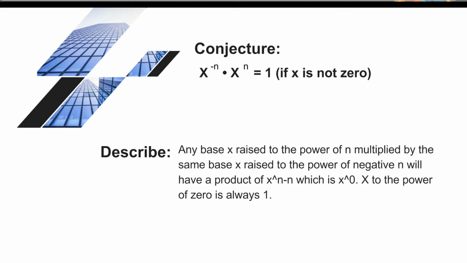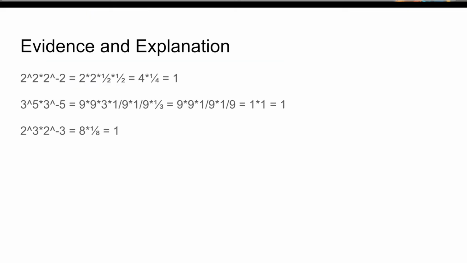The description for this conjecture is that any base x raised to the power of n multiplied by the same base x raised to the power of negative n will have a product of x raised to the power of n minus n, which is x raised to the power of 0. And x to the power of 0 is always 1, provided that x is not 0.